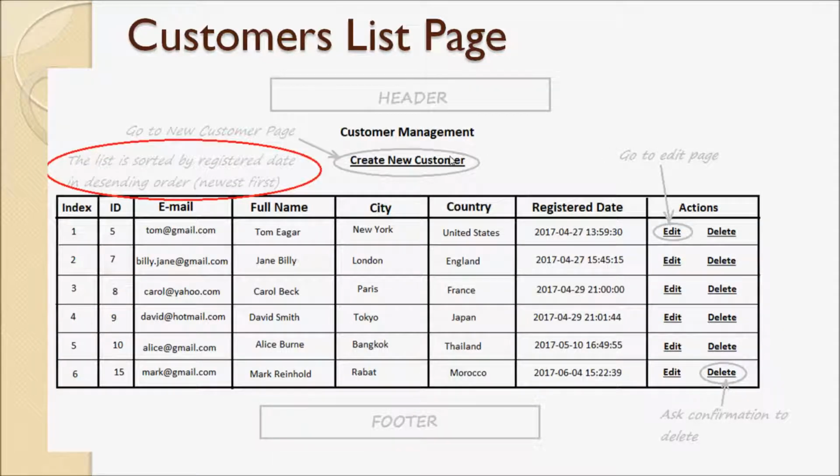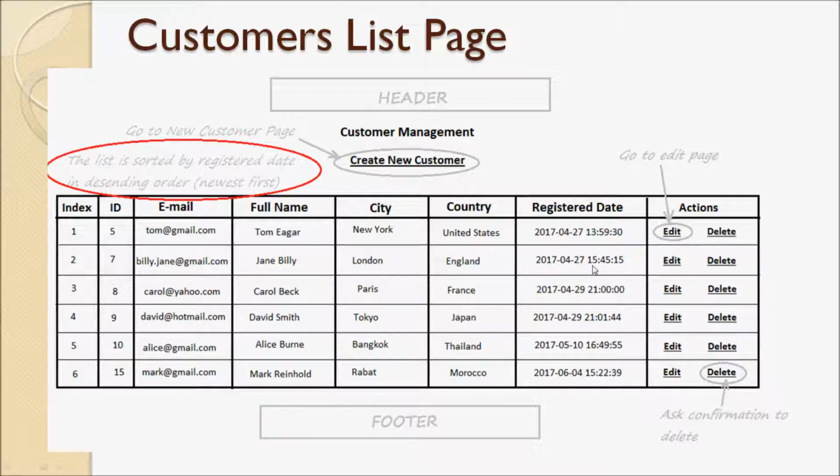This is the user interface designed for the customer list page. You see, there's a hyperlink, create new customer, that allows the admin user to create a new customer, and all the customers registered on the website are displayed in a table format like this.